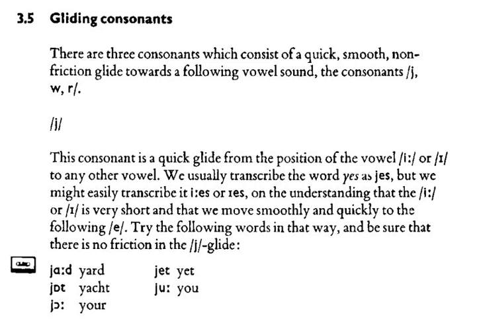ي is a quick glide from the position of the vowel E to any other vowel. It means that when we produce this sound, ي, we start from the position of the vowel E, long E or short E, and then we move to the following vowel.